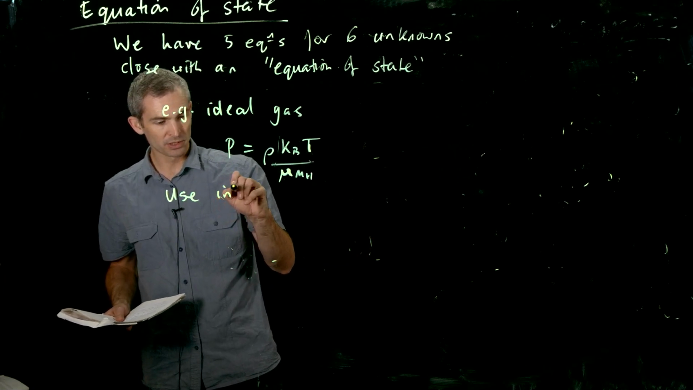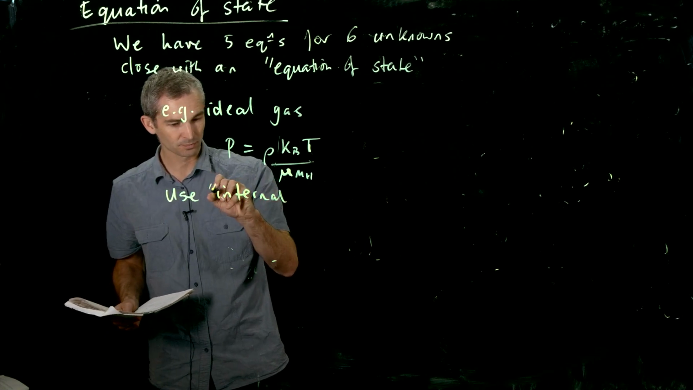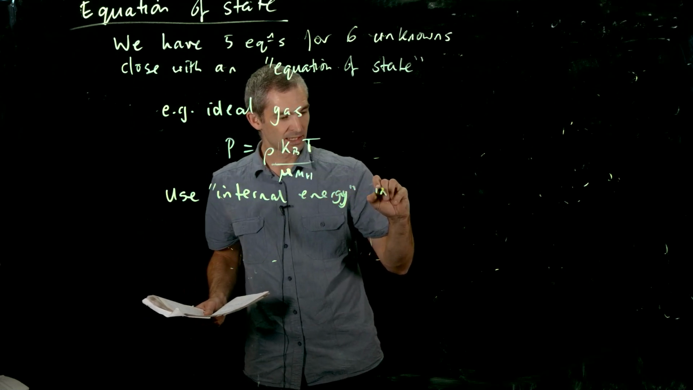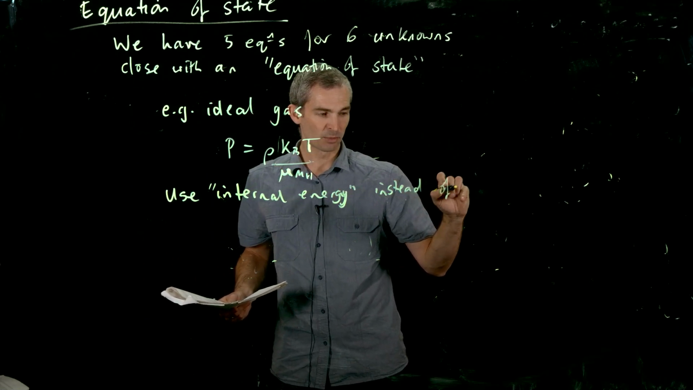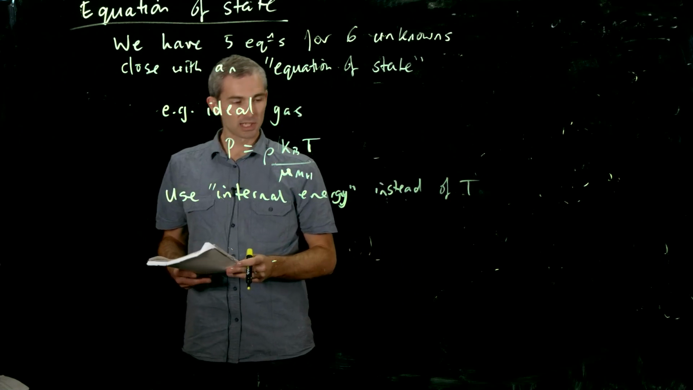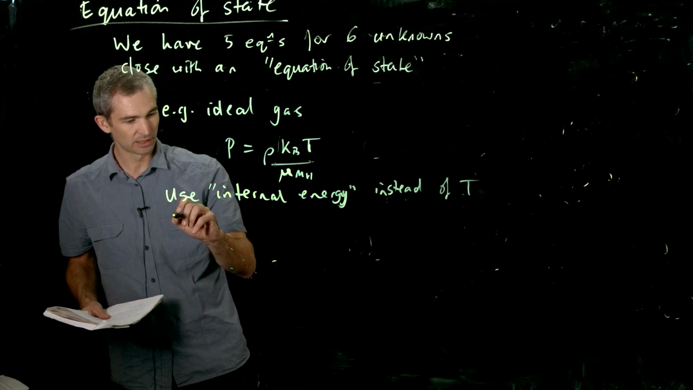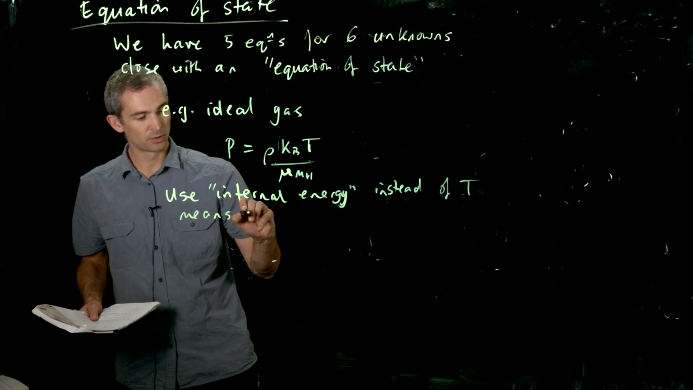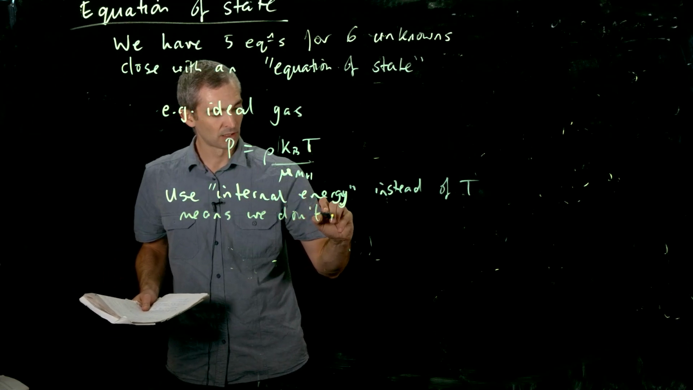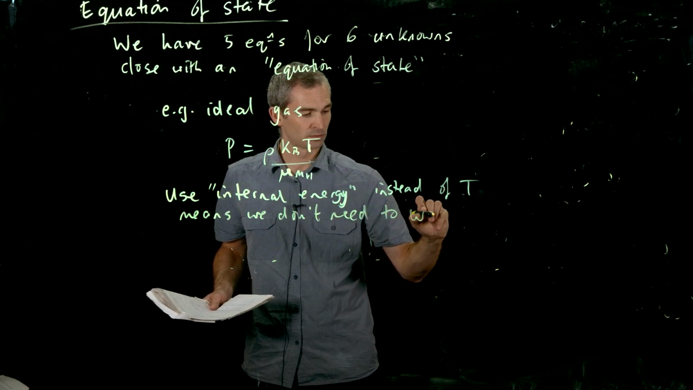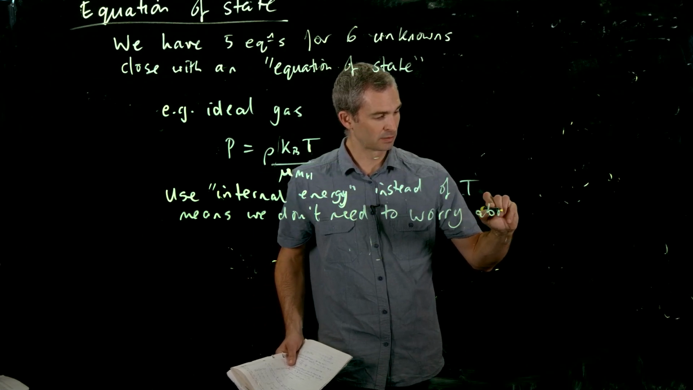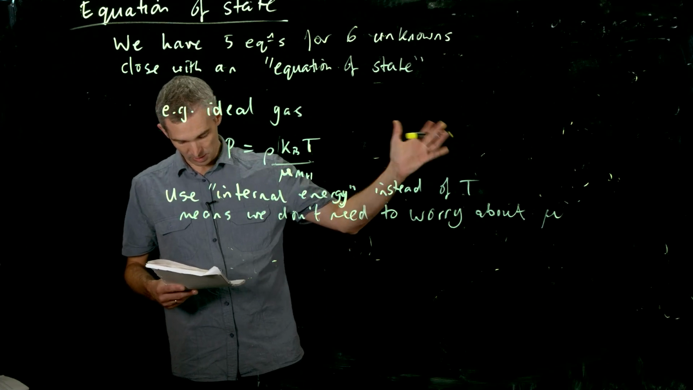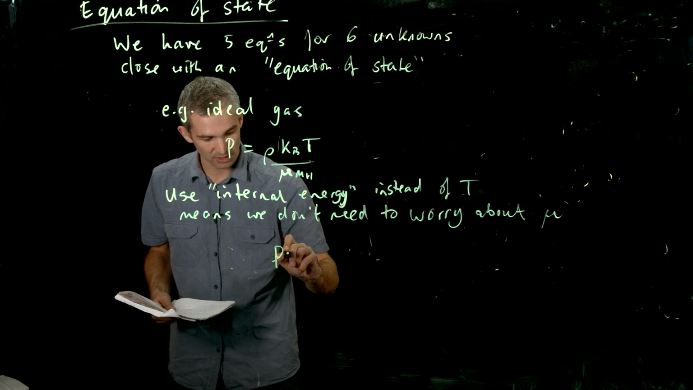So what we do is we use the internal energy, which I've already written down for you, instead of the temperature, because it means we don't need to worry about the composition, about mu. Well, we only need to specify a mu when we want to interpret our results in terms of a temperature.